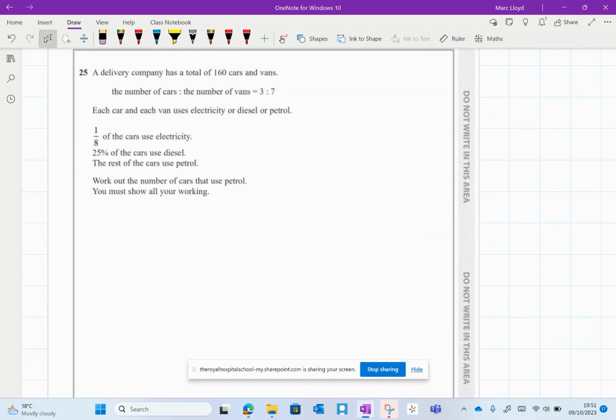Right. A delivery company has a total of 160 cars and vans. The number of cars to the number of vans is 3 to 7. Each car and each van uses electric or diesel or petrol. So I'm going to split this up to begin with. 3 plus 7 is 10. 160 divided by 10 is 16, which means we've got 48 cars and we've got 112 vans.